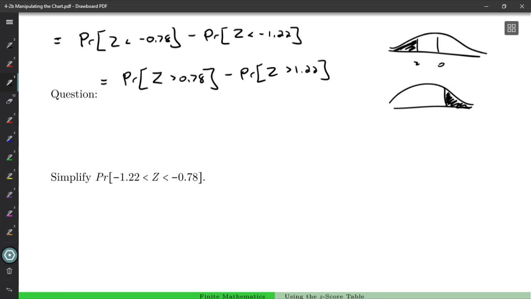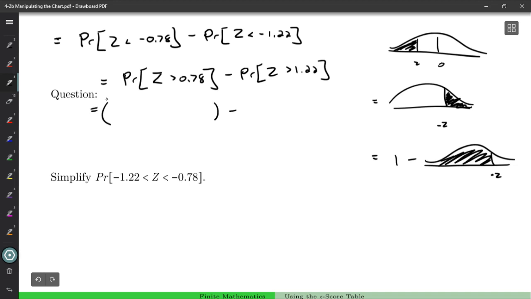Okay, but this is not something that can be looked up in the chart. So what do we do? Well, this is now the same as 1 minus the area to the left. So each of these can be replaced with 1 minus the probability that z is less than the positive z-scores we now have.